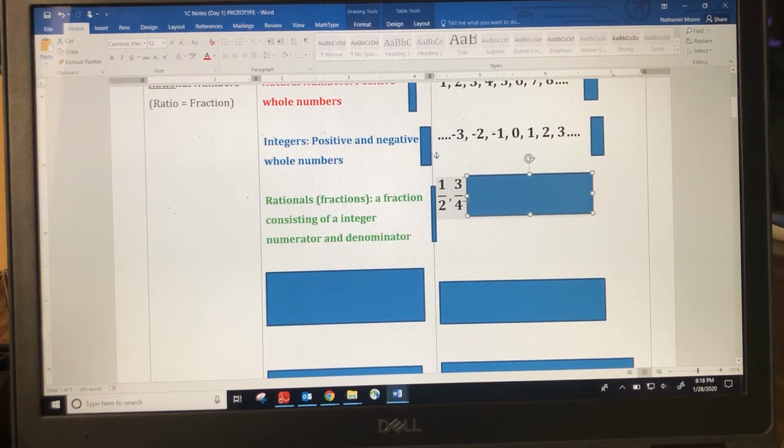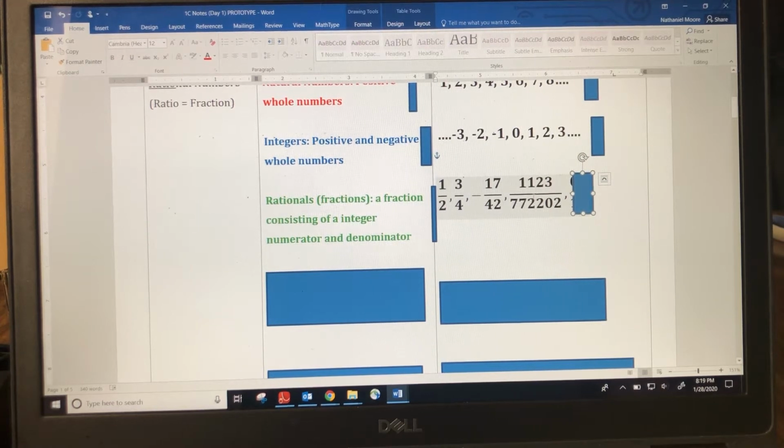Another one would be 3/4. That's another rational number because it's another fraction. Even something weird like -17/42. They could be positive or negative, just as long as they are a whole number, or basically an integer, over another integer. Here's a weirder one you might see: something like 1123/77202. This is still a rational because it's a whole number over a whole number, even though they're kind of crazy and big.